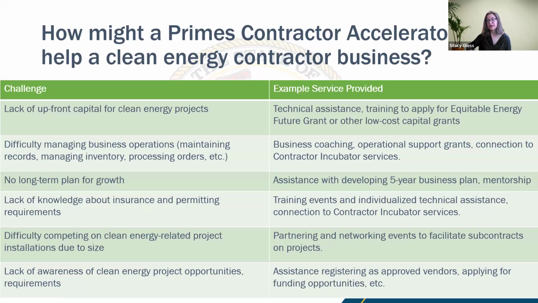If the business is experiencing difficulty managing business operations, such as maintaining records or managing inventory, then the Accelerator lead can provide business coaching, operational support grants, and connections to contractor incubator services that may provide technical assistance and training that help in these areas. What if a participating business has no long-term plan for growth? The program lead is going to help develop a 5-year business plan and provide mentorship to help the business grow.